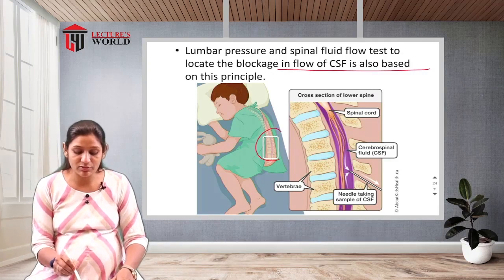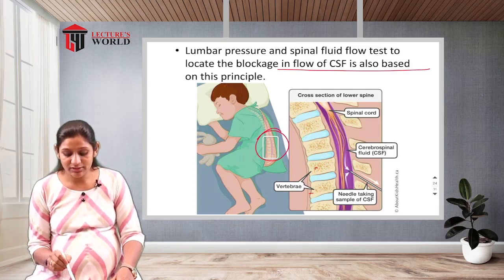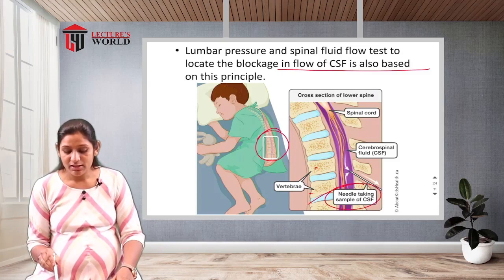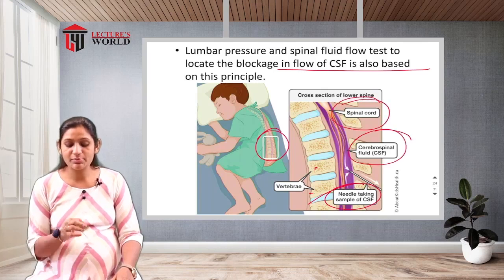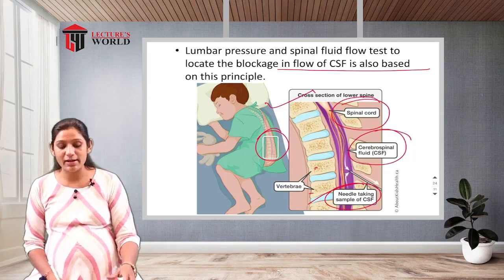This is the spinal cord and this is the vertebrae. This is the needle taking a sample of CSF, cerebrospinal fluid, and this is the spinal cord. Right, so these are the cross sections taken of the lower spinal cord.